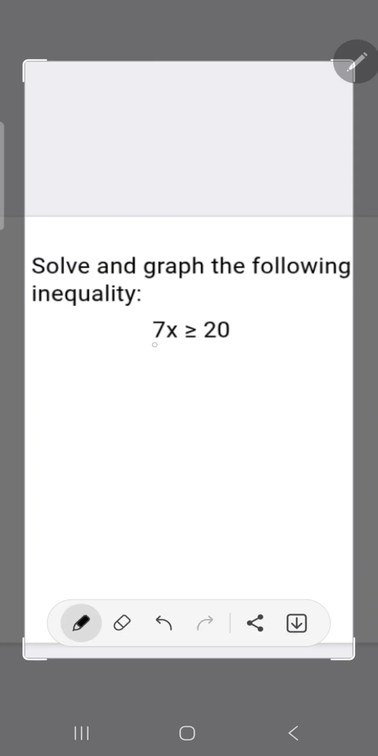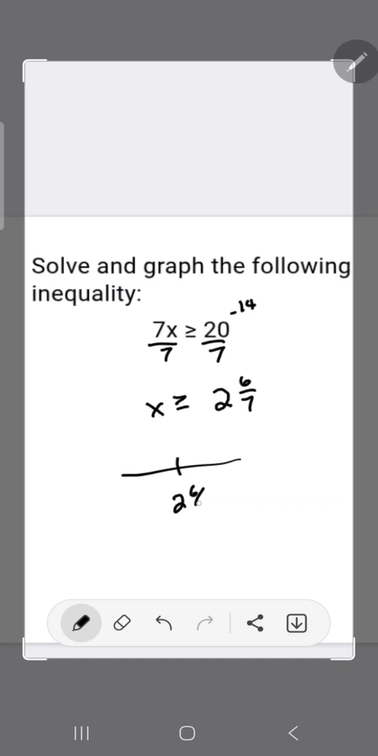For this problem, we're going to divide by 7. So x is greater than or equal to 20 over 7. We'll make that a mixed number. 7 goes into 20 twice, and that would be 14 with a difference of 6, so 2 and 6/7. Then, for our graph, we close the circle, and the arrow is pointing right. We shade to the right. Numbers get bigger as they go to the right.